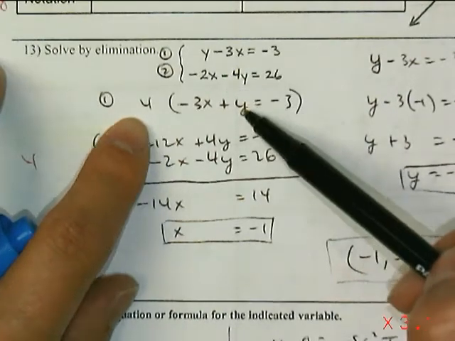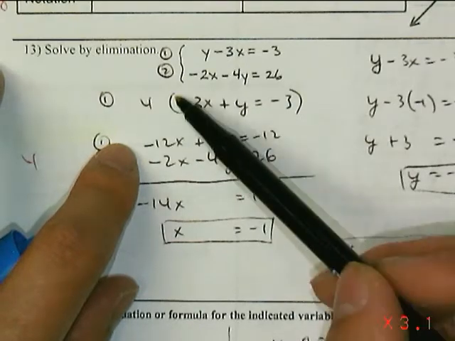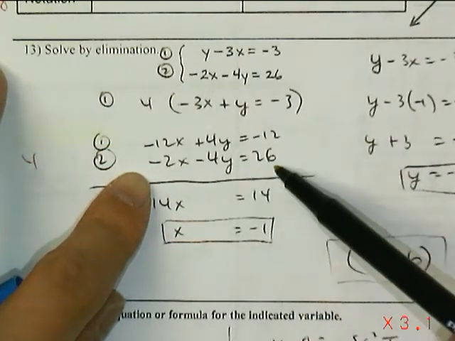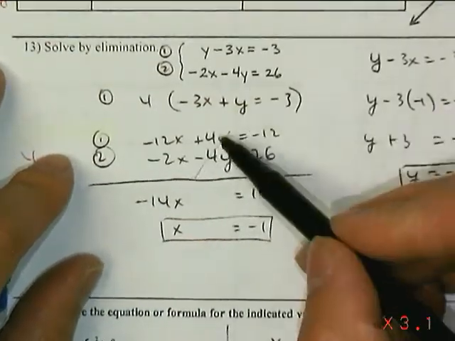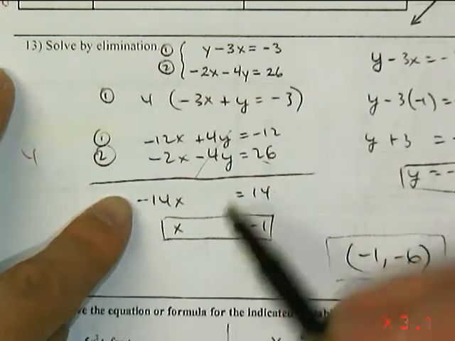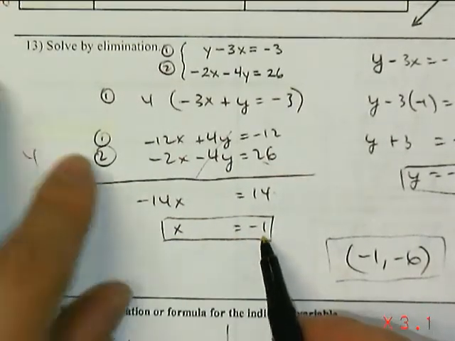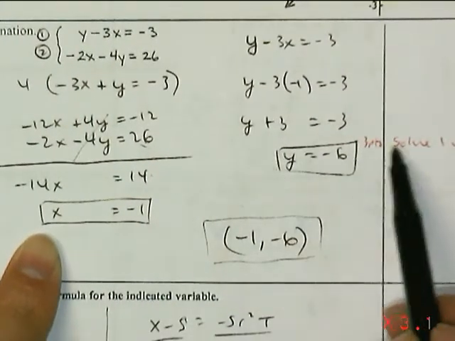eliminate my y variable. So if I distribute the 4 there, I'll get negative 12x plus 4y minus 12, and I get a negative 2x minus 4 equals 26. That's the second equation. Now I can just add down. My y's are eliminated. I get positive 14. Divide by negative 14, x equals negative 1. If you got to solve one variable there, I gave you 3 points for solving one variable.